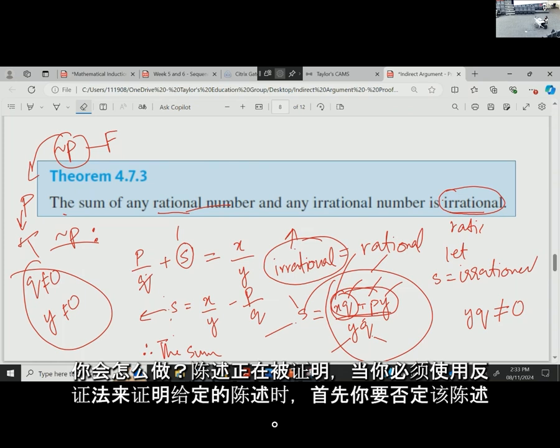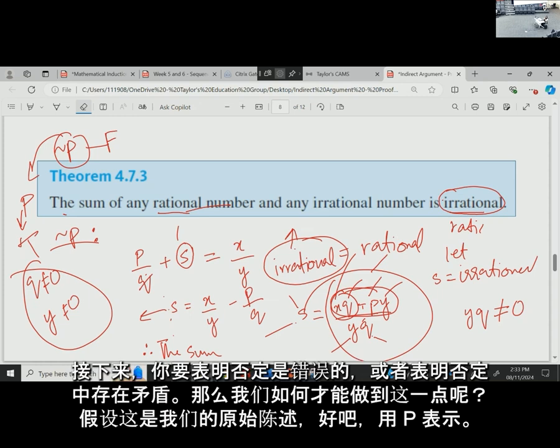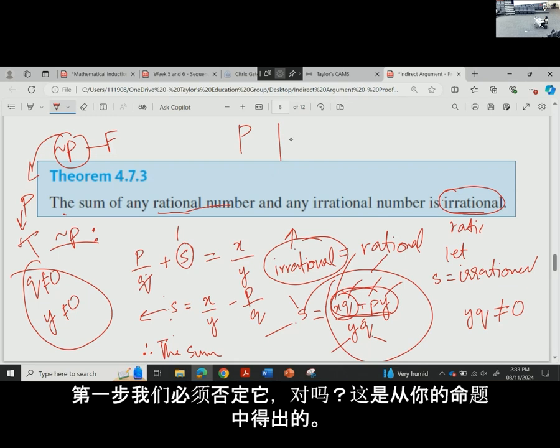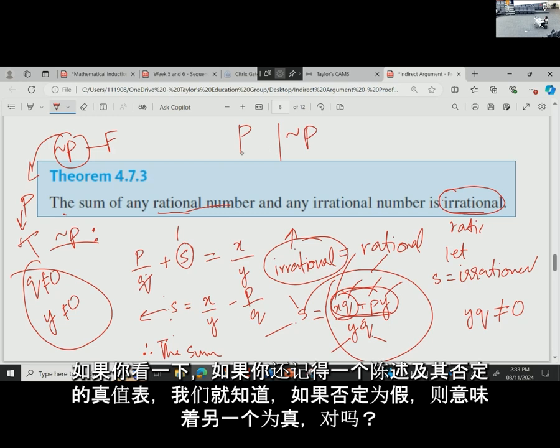When you have to prove a given statement using proof by contradiction, first you negate the statement. Next, you show the negation to be false, or you show that there is a contradiction in the negation. Let's say this was our original statement, represented with P. In the first step, we have to negate it, right? This is from your proposition. If you remember the truth table for a statement and its negation, we know that if the negation is false, it means that the other one is true, right?